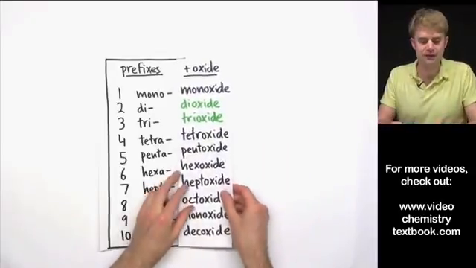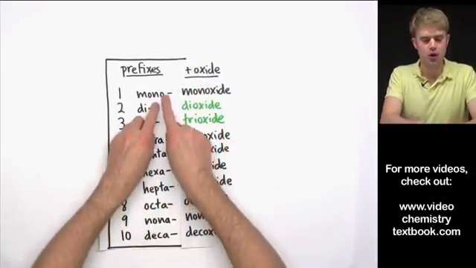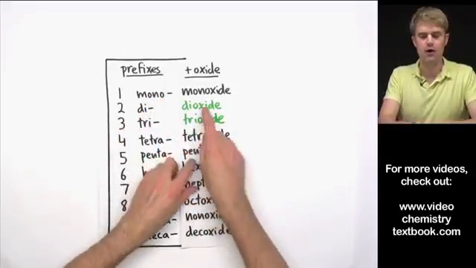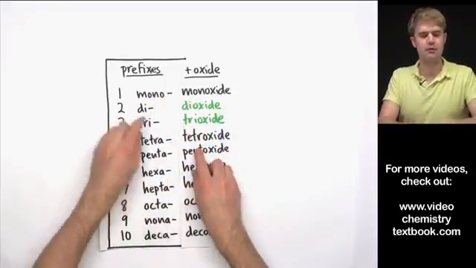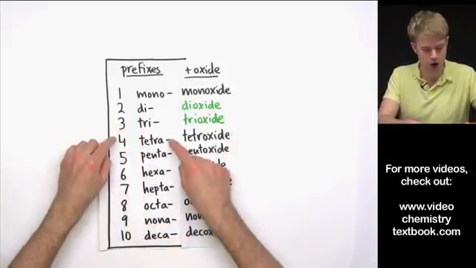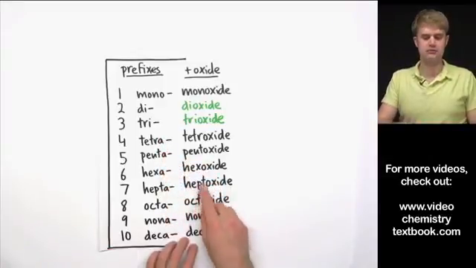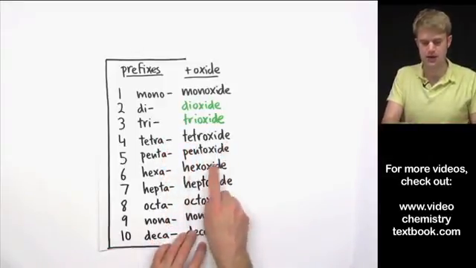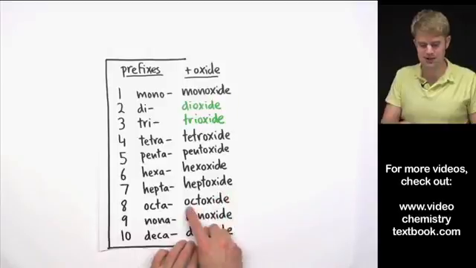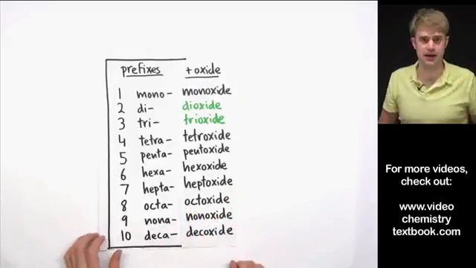Here's just some quick information about how we change these prefixes to avoid an awkward pronunciation problem. We only really have this problem with oxide because it begins in O. And so we get rid of the O here in mono, and we get monoxide. Then we don't have to worry about di or tri because they don't end in A or O. And then for all of these others, 4 through 10, we get rid of all of these A's. So we get tetroxide, pentoxide, hexoxide, heptoxide, octoxide, nonoxide, and decoxide.